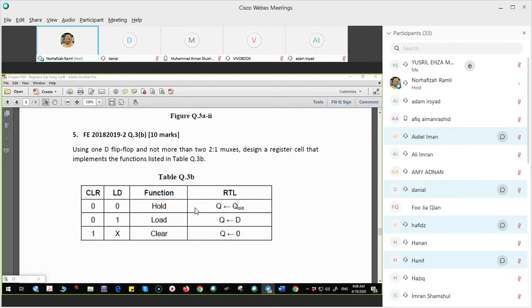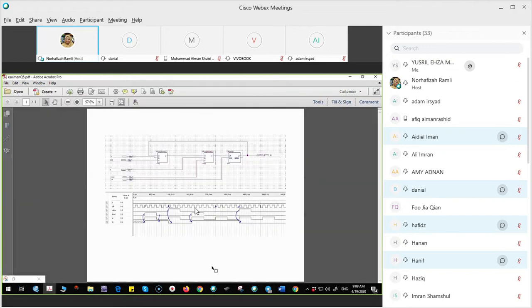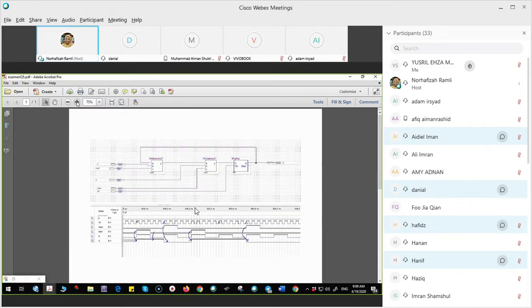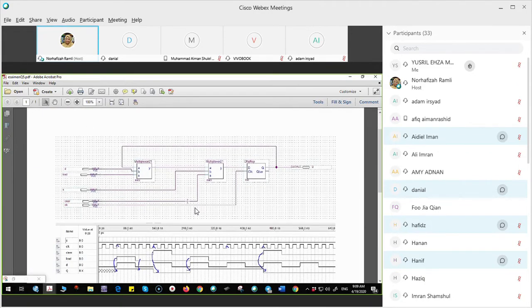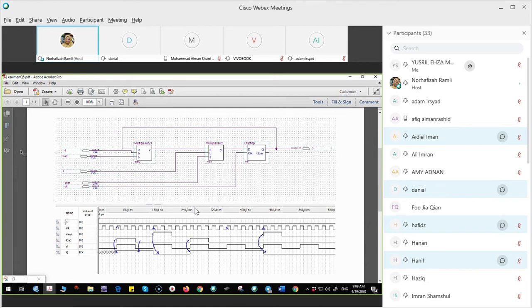Number 5 is where you implement a D flip-flop using not more than 2 multiplexers. His name again? Daniel Roslan. Which one is this? Oh, this is your answer. Multiplexer, D flip-flop. So you got two 2-by-1 multiplexers. You have the D and load. This one, the selector is load, and this one the selector is clear.